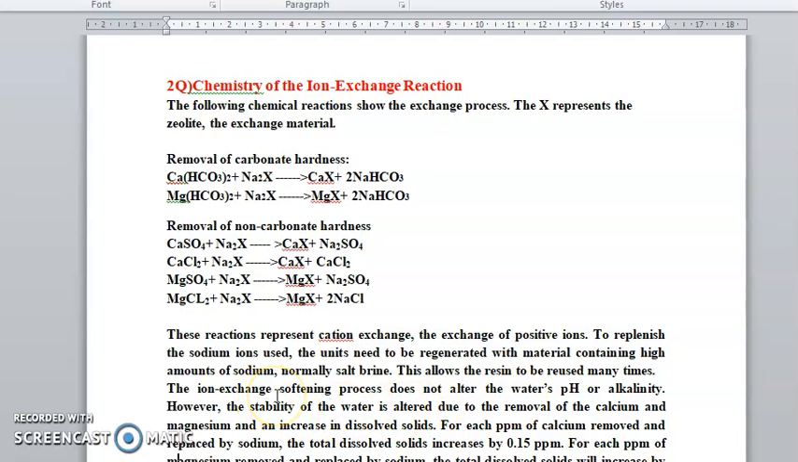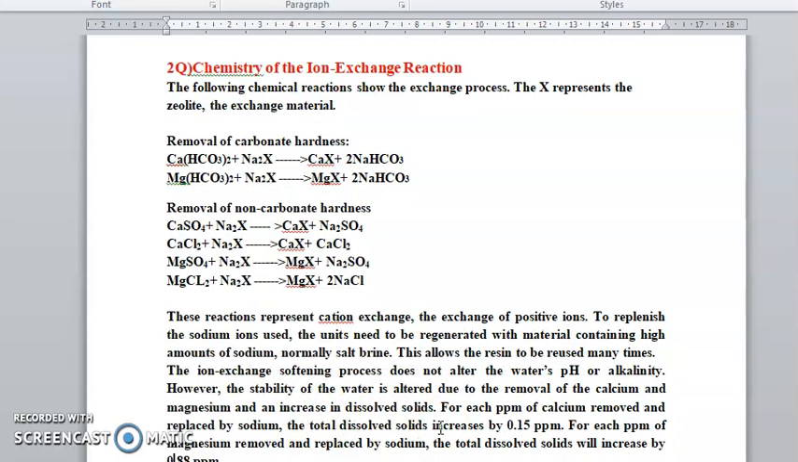The ion exchange softening process does not alter the water pH or alkalinity, very important. However, the stability of the water is altered due to the removal of calcium and magnesium and the increase in sodium dissolved solids. Very important.